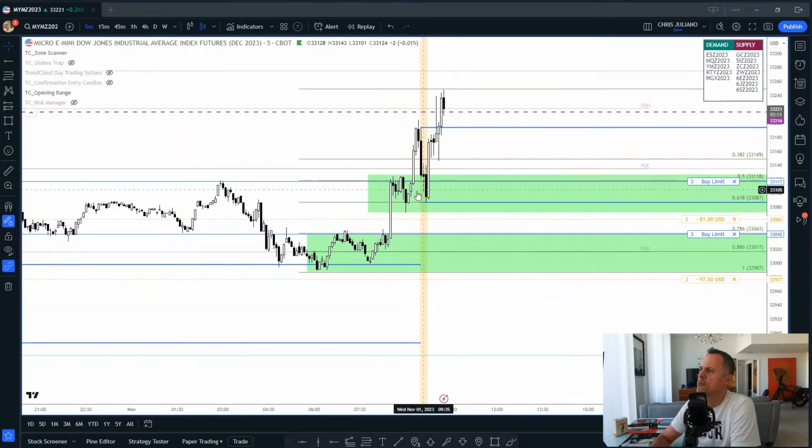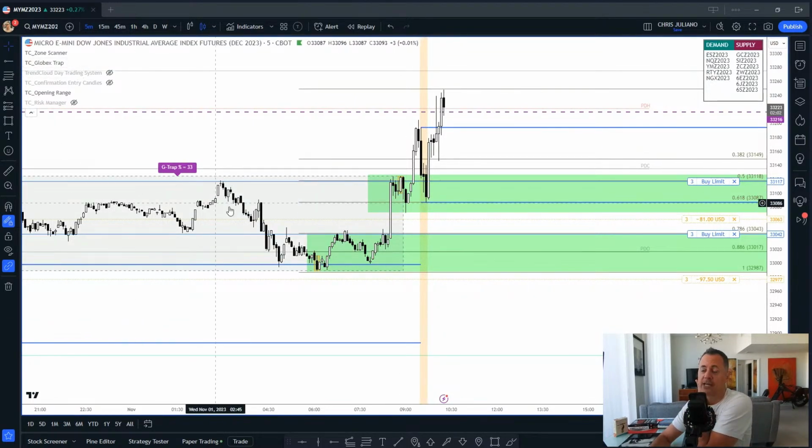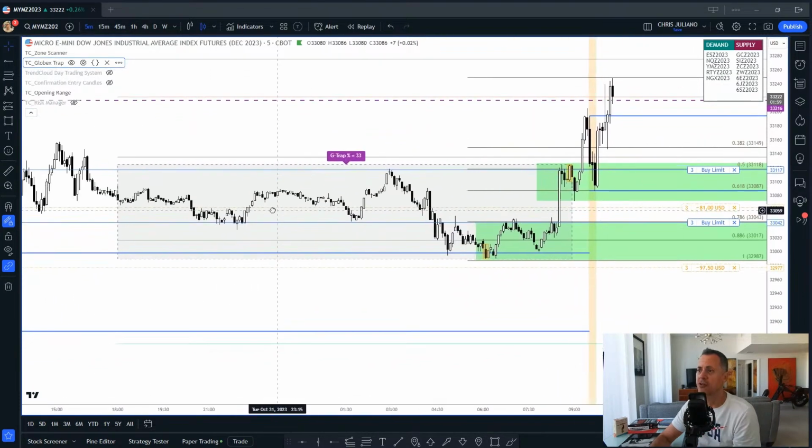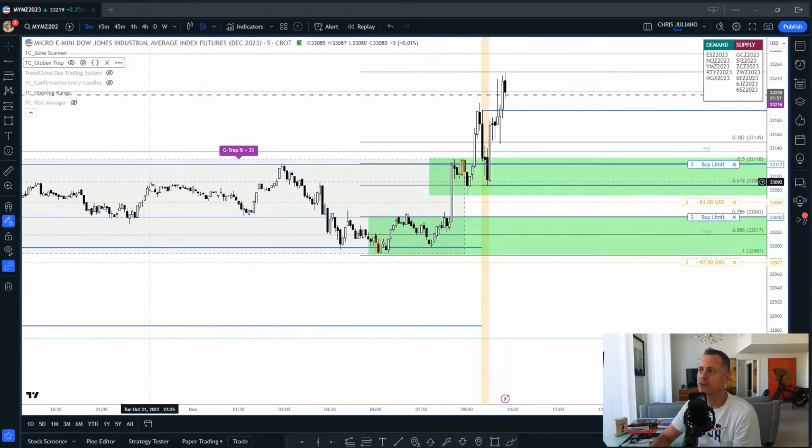Good point. We've got this drop base rally that pulls back in. What happened with Globex? Here's the overnight. There's that consolidation in the overnight. If you put your Globex trap on there, it pulled right up, broke through that consolidation, returned, tested it, and made the move up. Very good point, Kazi.